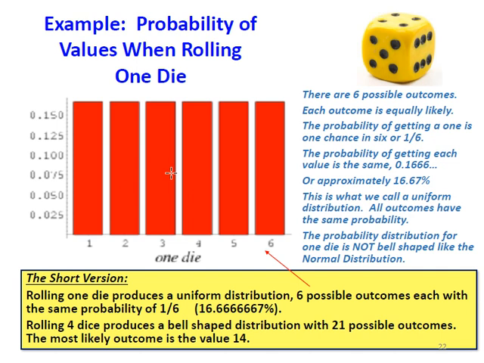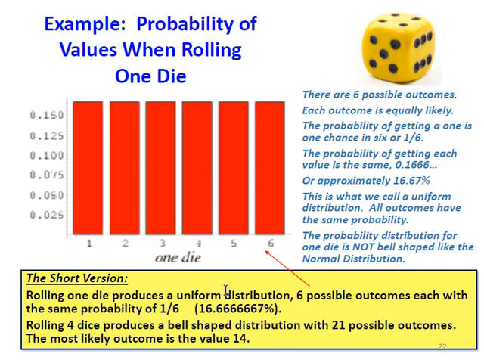This is different from a normal bell-shaped distribution where some outcomes are more likely than others. So what is the difference between the uniform distribution and the normal bell-shaped distribution? For a normal bell-shaped distribution, some outcomes are more likely than others because they have different heights. Here you have equal heights, so it is called a uniform distribution.